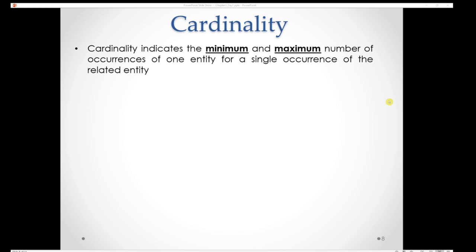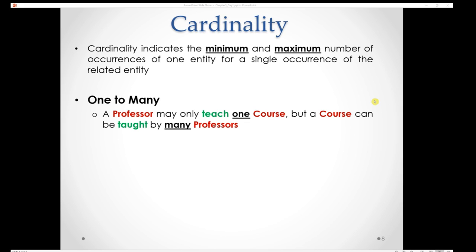In the textbook, you'll see that cardinality is indicated with numbers, but again, we're going to use the crow's foot notation here. Cardinality indicates the minimum and maximum number of occurrences of one entity for a single occurrence of the related entity. We have three basic types of cardinality when it comes to indicating the maximum number of occurrences. The first is that of one-to-many.